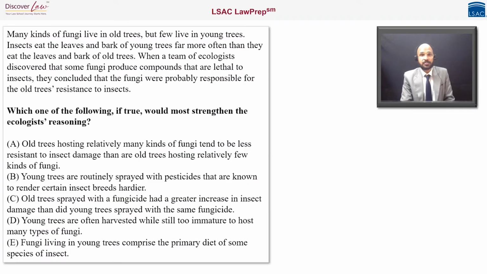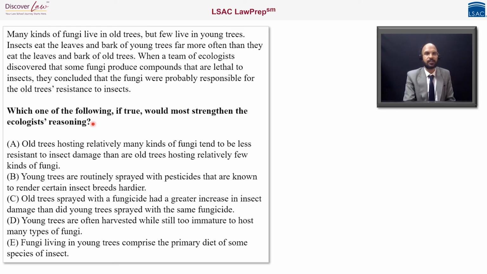Another question where you're required to find the option that most strengthens the ecologist's reasoning. Pause the video, try solving it yourself, and then we'll go for it together.